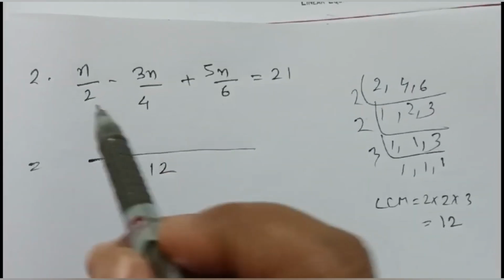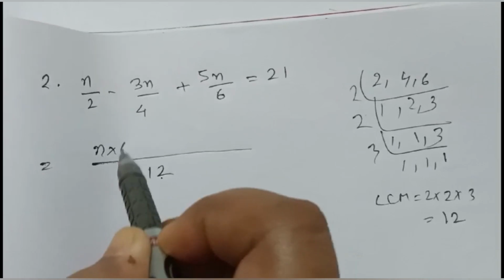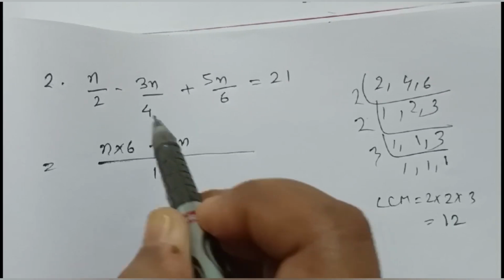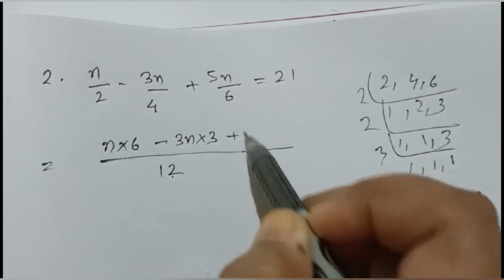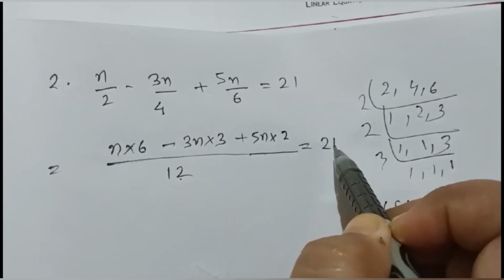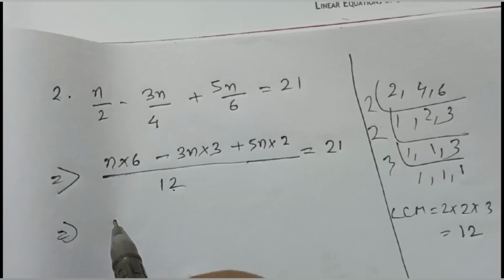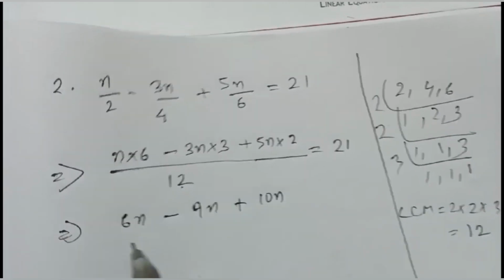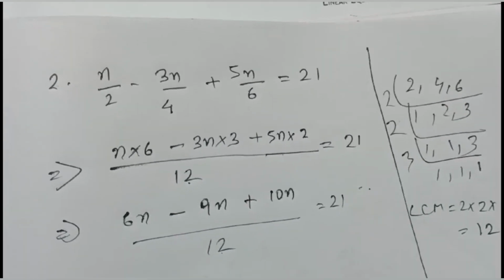Then you see here, first 2 times how much is 12? 2 sixes are 12. That means we multiply by 6. Then minus we write as it is, then 3n. Here 4 times how much is 12? 3, yes or no? 4 threes are 12. Then plus. Then 6 times how much is 12? It is 2. Then we write 21. Now please write the implied sign like this. We do the multiplication: 6n, this becomes 9n, and this becomes 10n, divided by 12 is equal to 21. So this 12 will transfer here, cross multiplying.